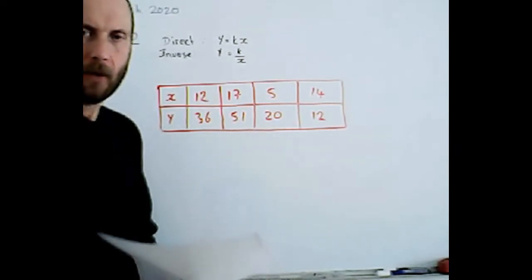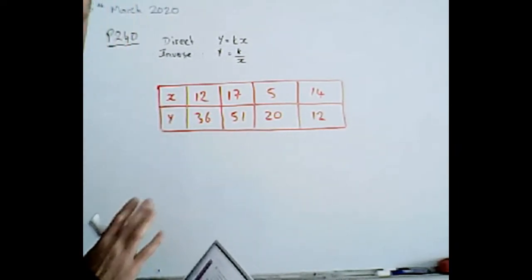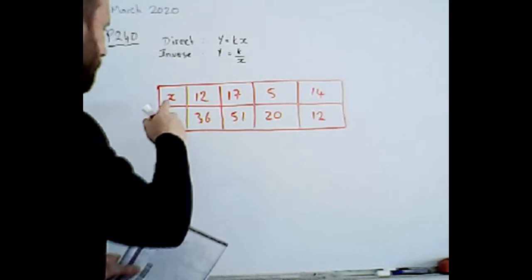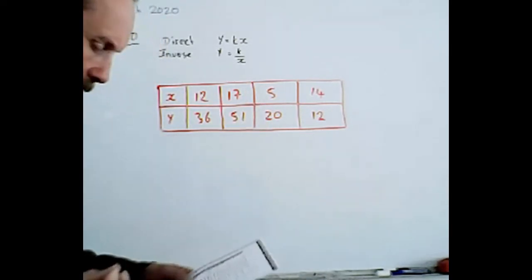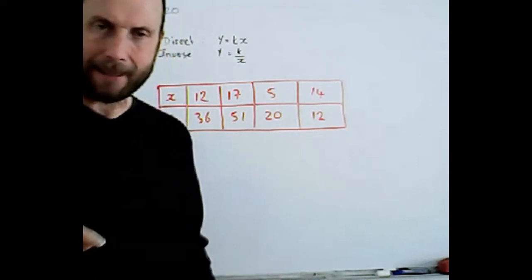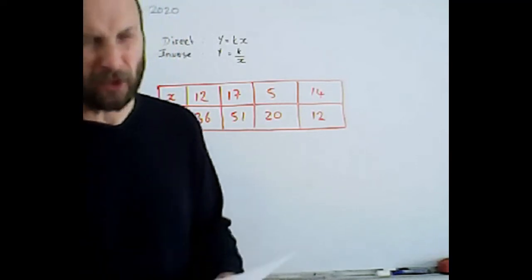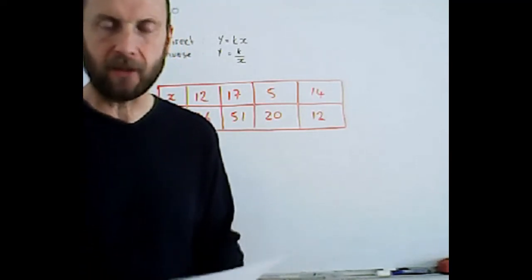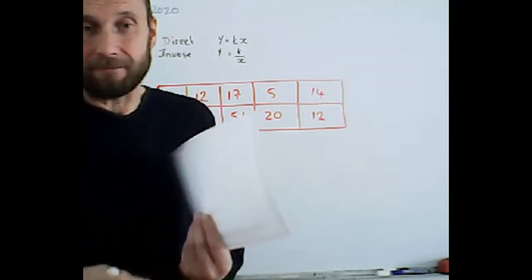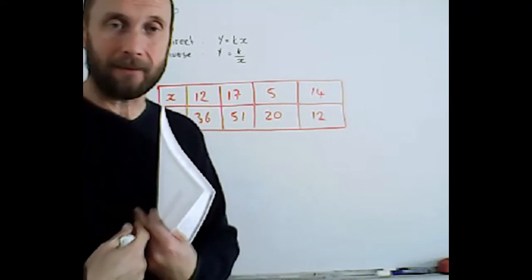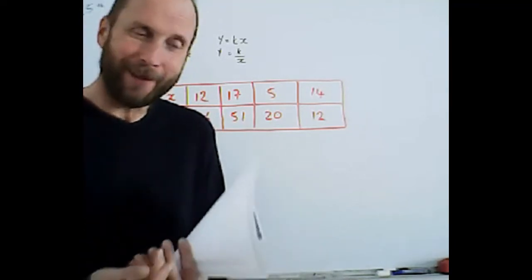Okay, so this is question 3, part A here. We've got our x and y values. It's asking us to find out if they are directly proportional, inversely proportional, or neither. Now, again, this is the way I would do this. If there are other ways to do it, please tell me, but this is the way I would do it.